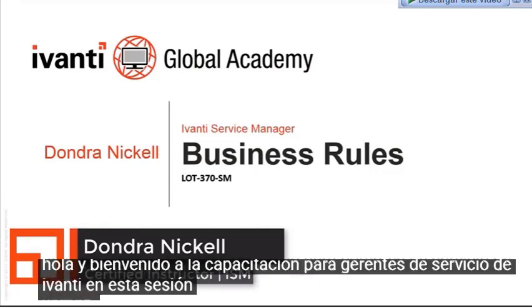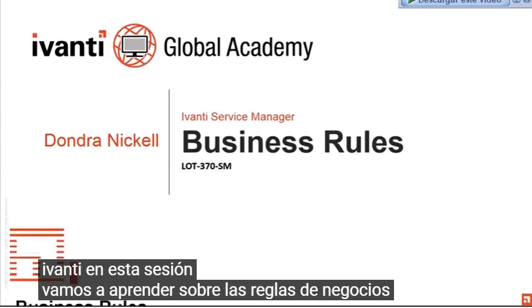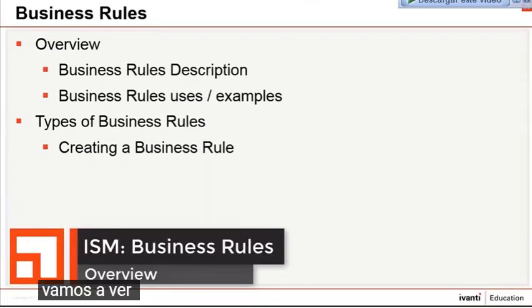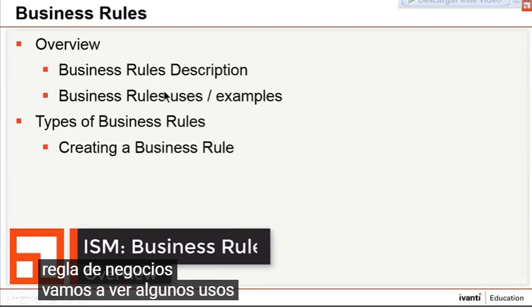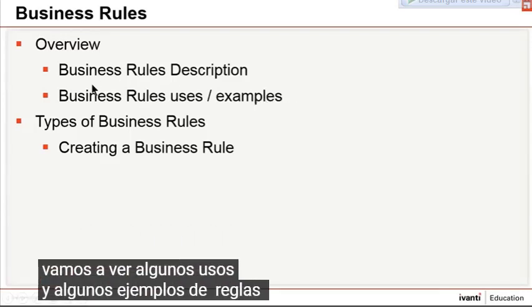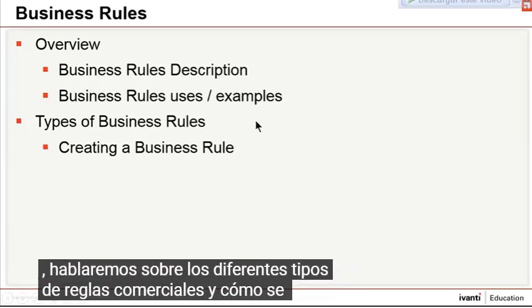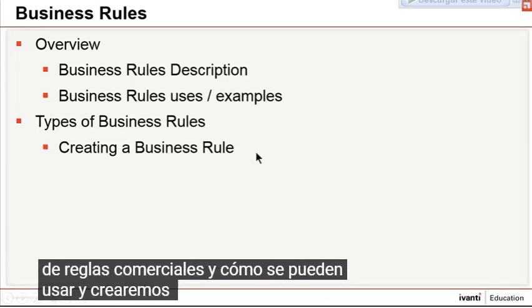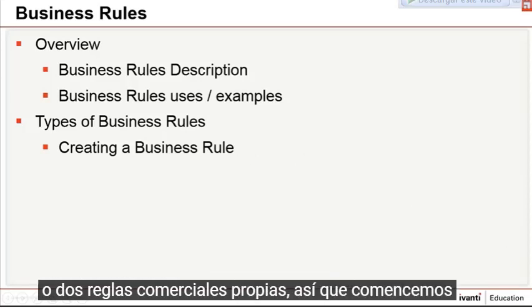In this session, we're going to learn about business rules. We'll take a look at what a business rule is. We're going to take a look at some uses and some examples of business rules. We'll talk about the different types of business rules and how they might be used. And we're going to create a business rule or two of our own. So let's get started.